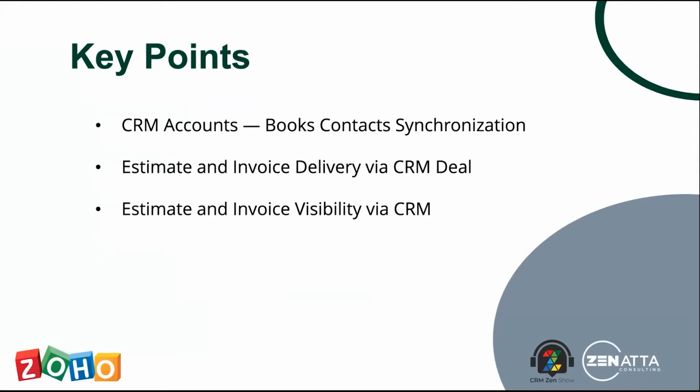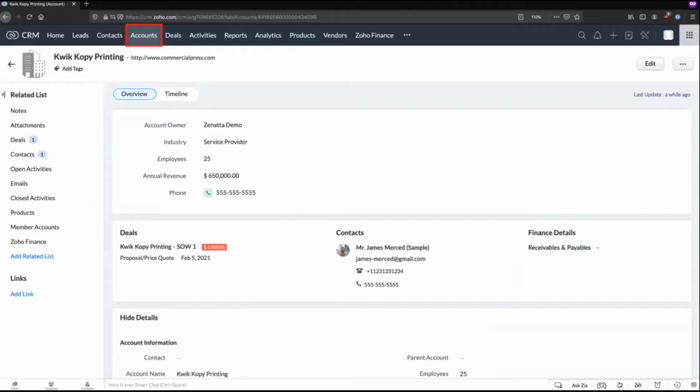So first of all, in this area, I'm just going to talk about basic CRM synchronization between CRM accounts and Books contact synchronization, creating an estimate and an invoice and how it all can tie into a deal, how it ties into Zoho Books, and then that overall visibility back and forth. And we'll kind of talk about maybe some of the best practices in doing that along the way as well.